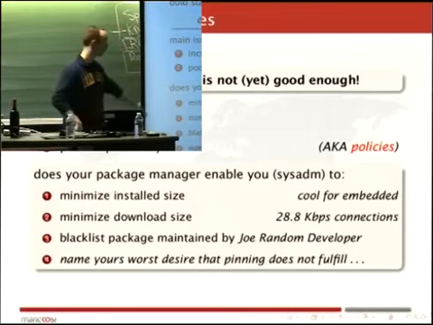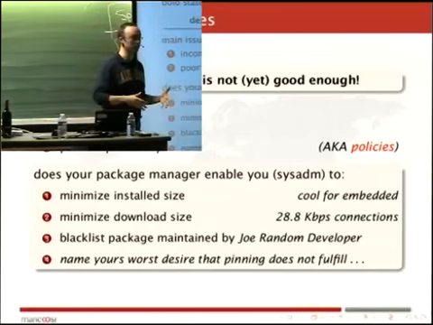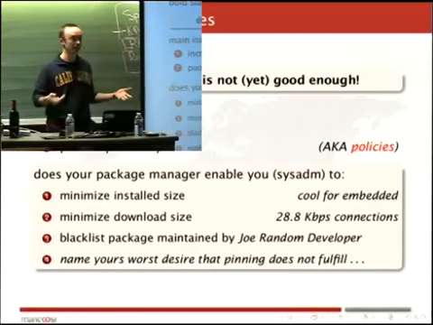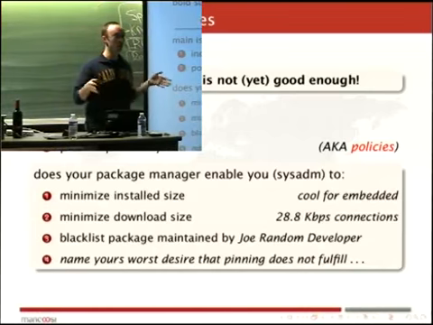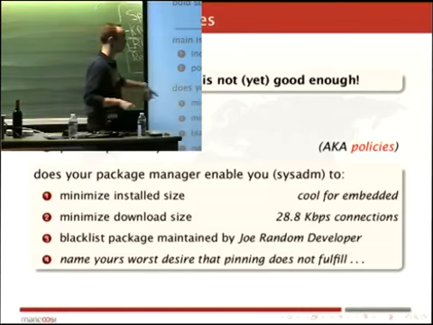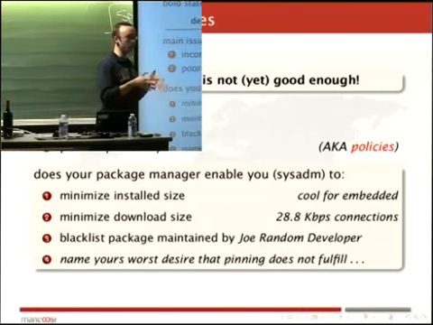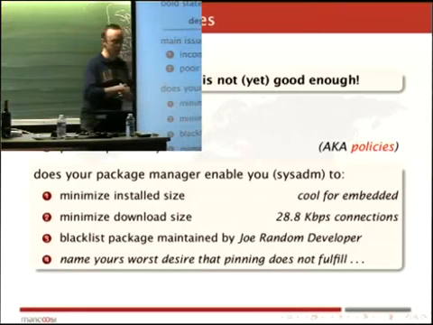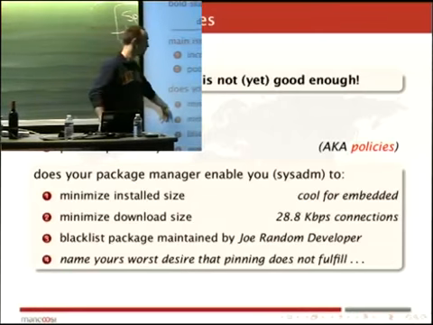So for instance, I want to state a policy that every time I do an upgrade on my system, I want to minimize the installed size on disk, for instance because you have an embedded device. So among all the possible ways you have to satisfy user requests, you want to choose the one which minimizes how much space on disk is used. Similarly, you might want to minimize download size.